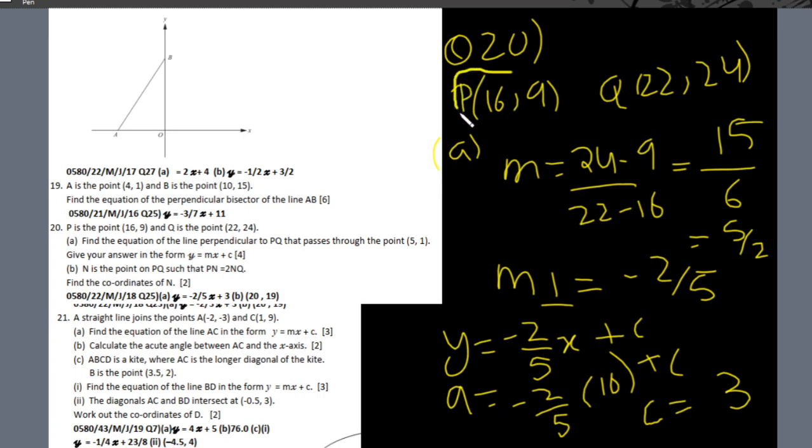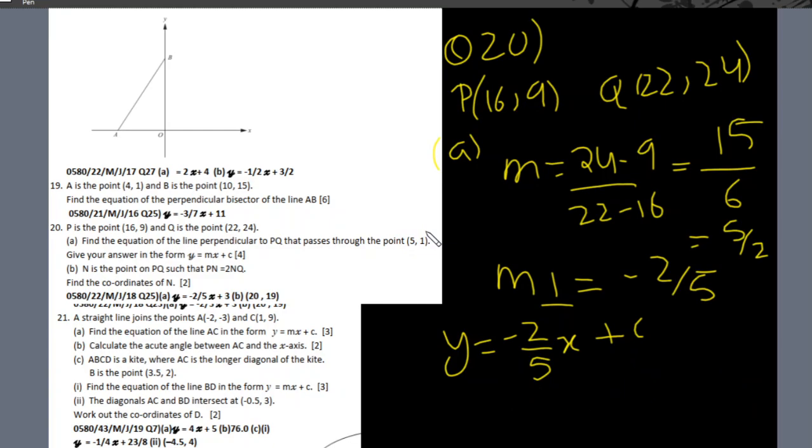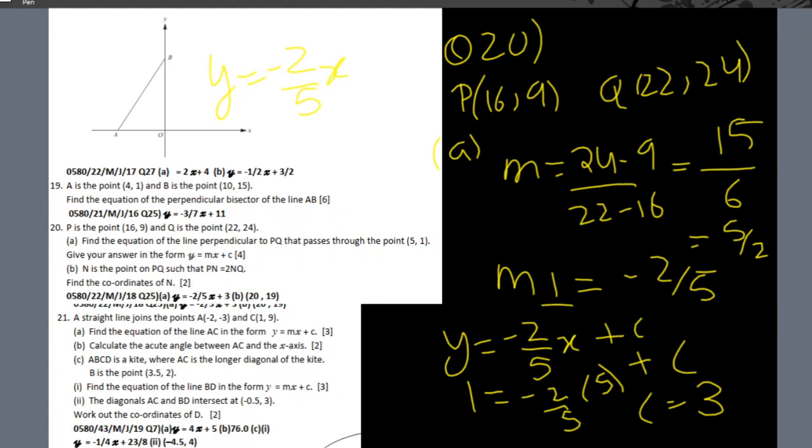Why did I substitute these points? This perpendicular line is passing through (5, 1), so we'll be substituting (5, 1) instead. So y is 1 and x is 5: 1 equals minus 2/5 times 5 plus c. So this makes c equal 3. The equation becomes y equals minus 2/5 x plus 3. This is the answer for 20 part A.